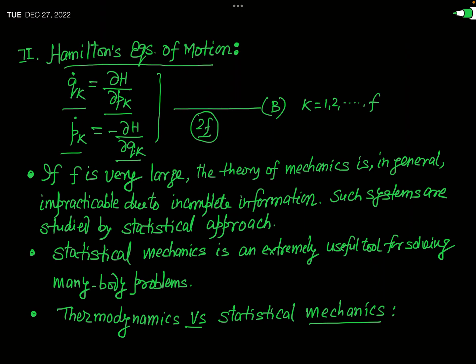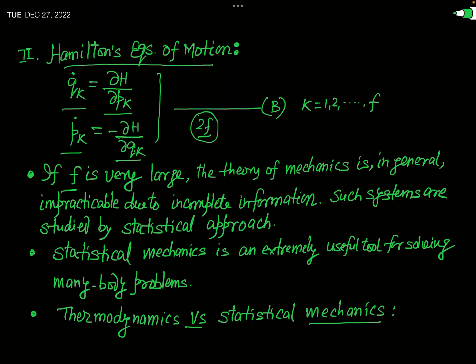But now think: what if the degree of freedom f of this system is very large? In other words, if you are talking about a system containing a large number of particles, or a many body problem, this degree of freedom f will have a very large value. And if f is very large, the number of equations of motion will also be very large, and then its solution becomes almost impracticable.